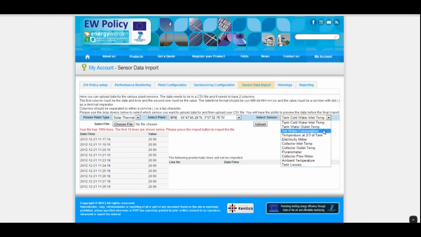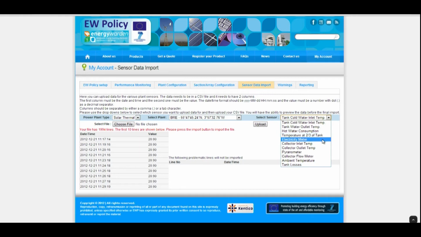Hot water consumption sensor, which measures liters per hour and is used also for the calculation of the system utilization factor. Temperature at 2/3 of tank height sensor measures the mean temperature of the hot water tank. This value is very important for the calculation of the storage tank heat loss coefficient. More specifically, the calculation takes into account the initial average water temperature and the final average water temperature for the time period of night when there is no drawn off of hot water.